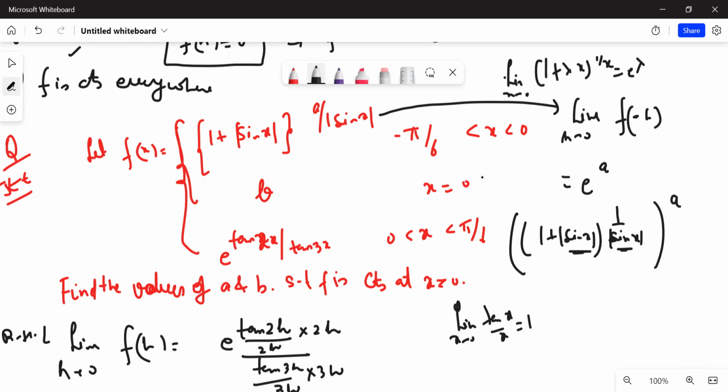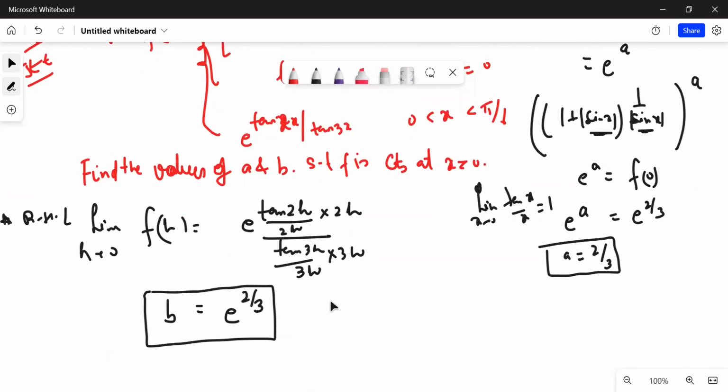हाँ, sir. So e to the power a should be equal to the value of the function at that point. And what is the value of the function? e to the power 2 by 3, if you remember. So your a must be equal to 2 by 3, and your b must be equal to e to the power 2 by 3. Is that clear? So such easy questions are going to be asked in your examination.